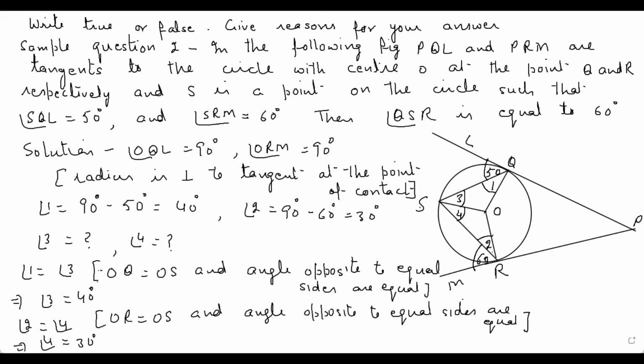So angle QSR is equal to angle 3 plus angle 4. Angle 3 is equal to 40 degrees. Angle 4 is equal to 30 degrees. It means QSR is 70 degrees. But it is given in the question that QSR is equal to 60 degrees. So this is false. The actual answer is 70 degrees. QSR should be equal to 70 degrees. Here I finish the second part.